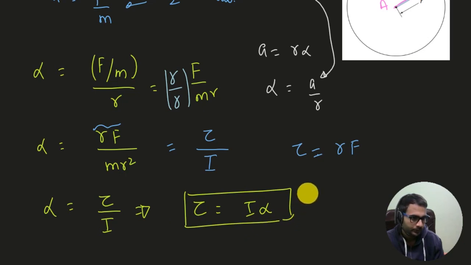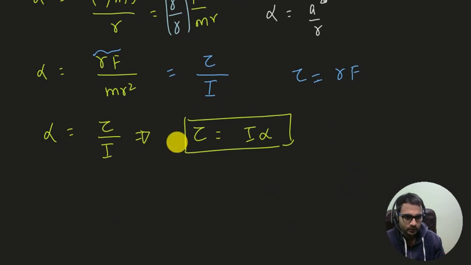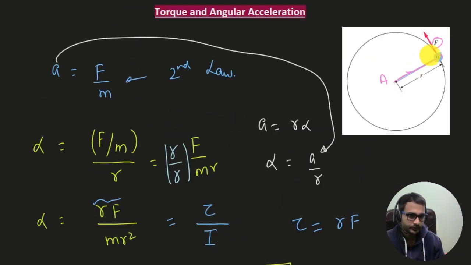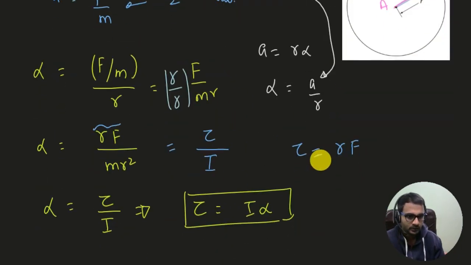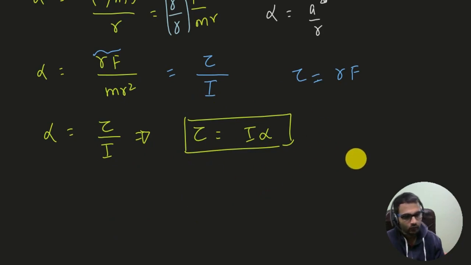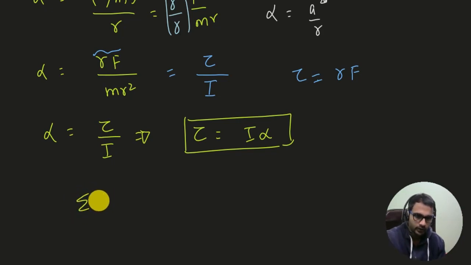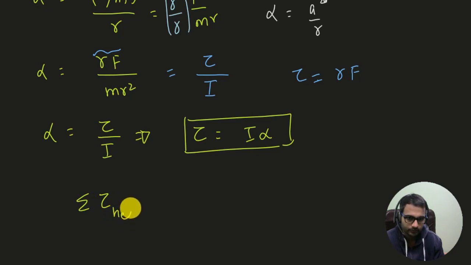We derived this expression for a point mass m rotating in a circle, but this result is valid for any case. If there are more than one mass, this result is still valid, and in that case, when the number of masses is more than one, we write that the net torque is equal to I into alpha. This is for the general case.